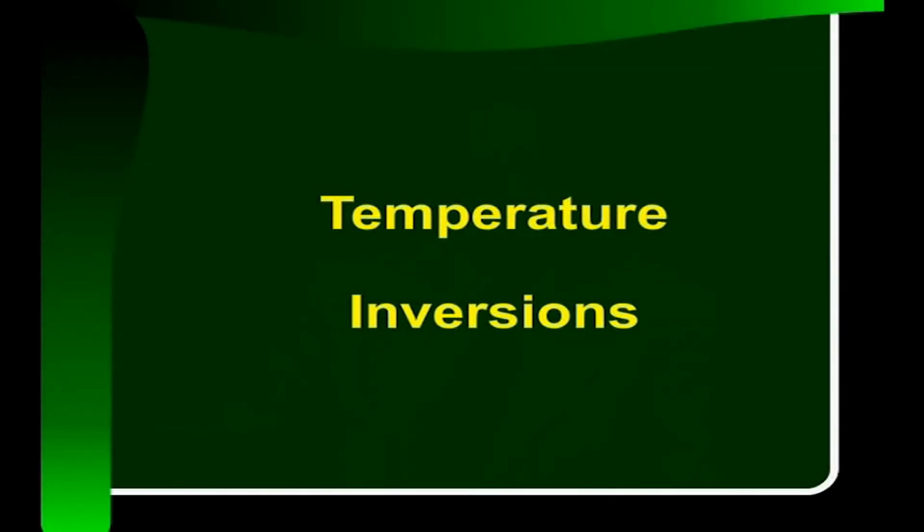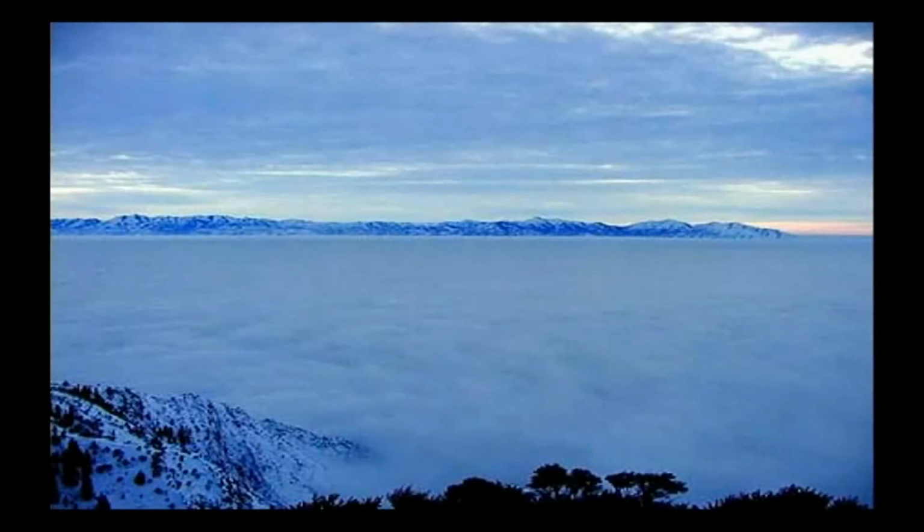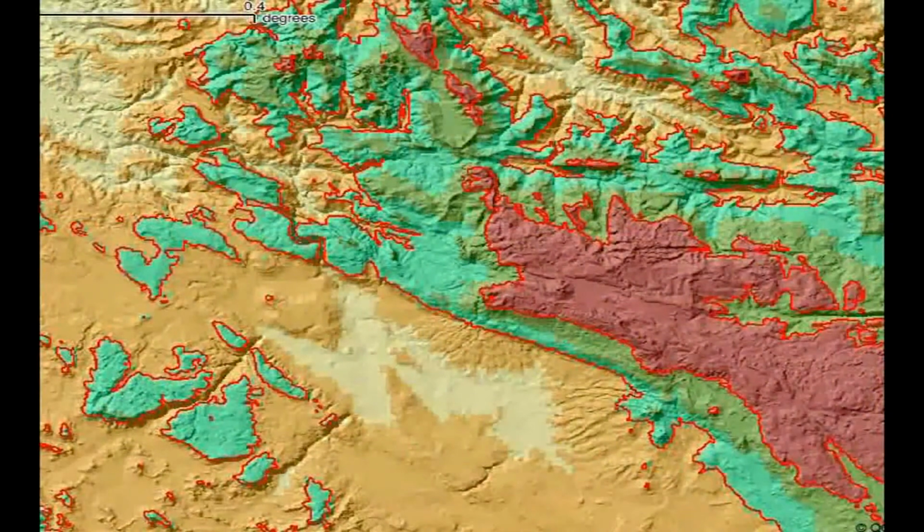Temperature inversion. In the lower part of the atmosphere, up to a height of 8 to 10 kilometers from the Earth's surface, the temperature normally decreases with increasing altitude. It is about 6.5 degrees Celsius per kilometer. But sometimes under special circumstances, it is reversed, and temperature instead of decreasing is found to increase with elevation. In other words, the temperature gradient is inverted. It is called inversion of temperature.